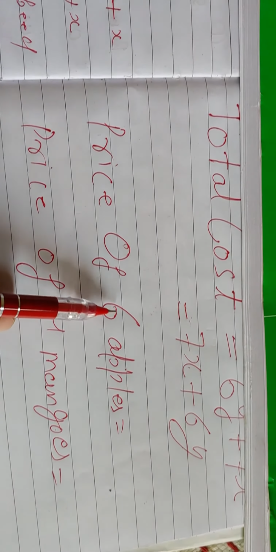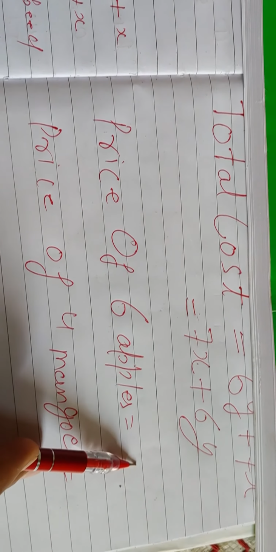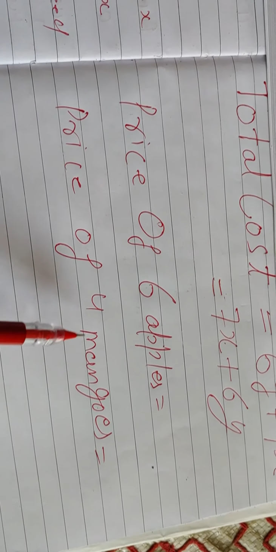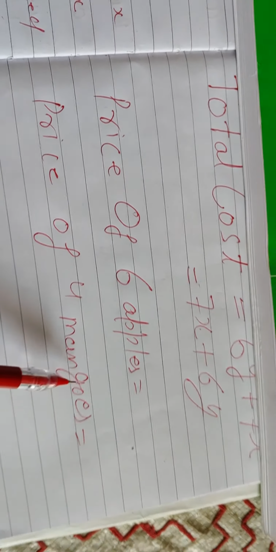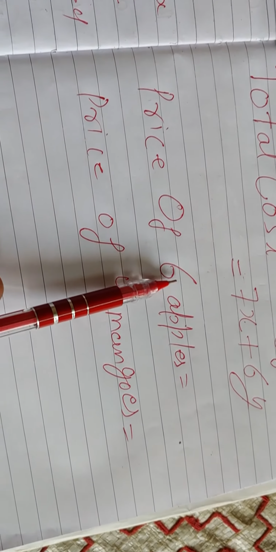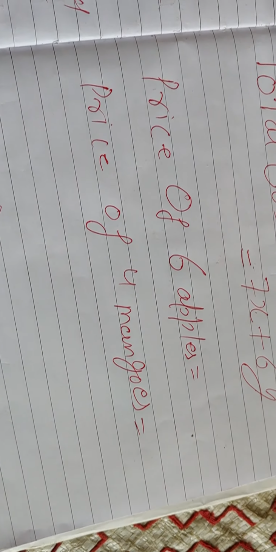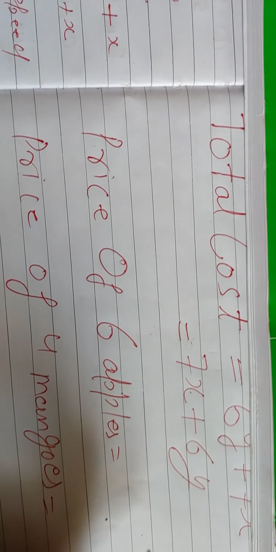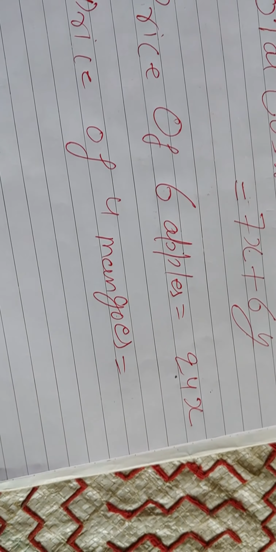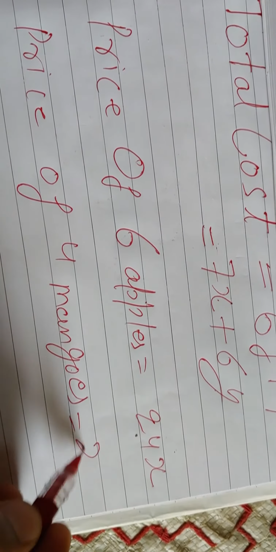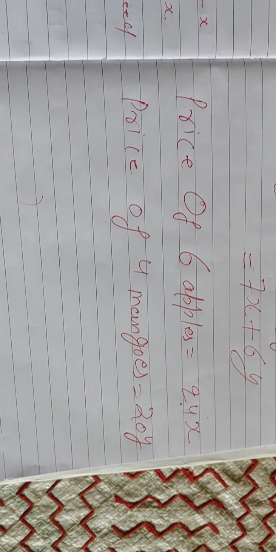What you are going to do here is simply divide the total price of 6 apples by 6, and the total price of 4 mangoes by 4. Division case will be there. And individually you will find out the price of each apple and each mango. So suppose I am taking here a value 24x, clear, and 20y.